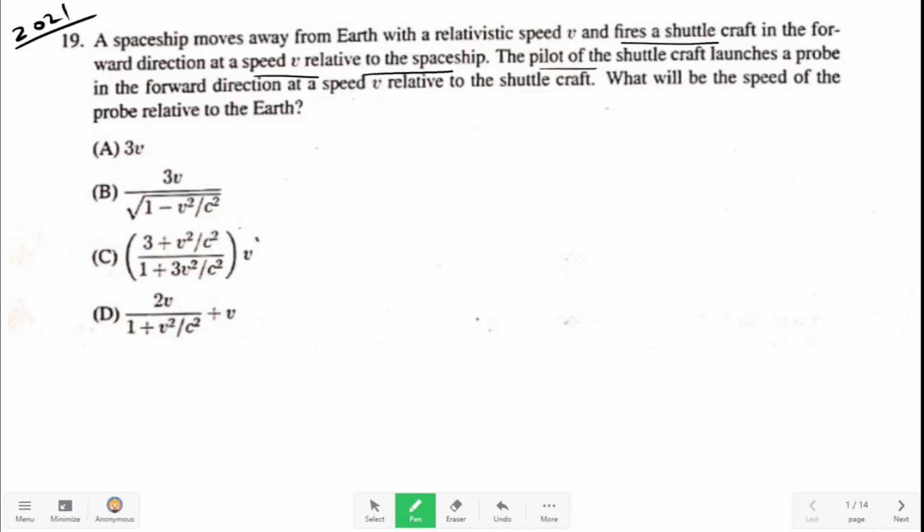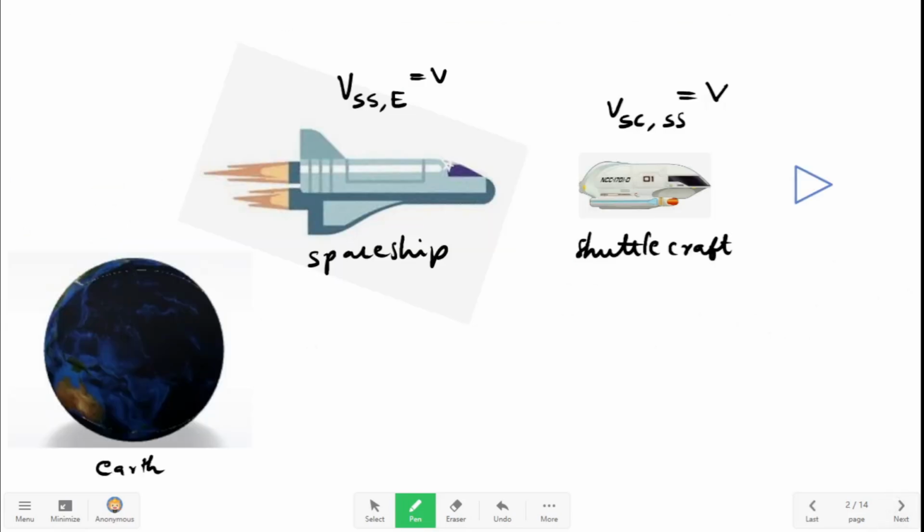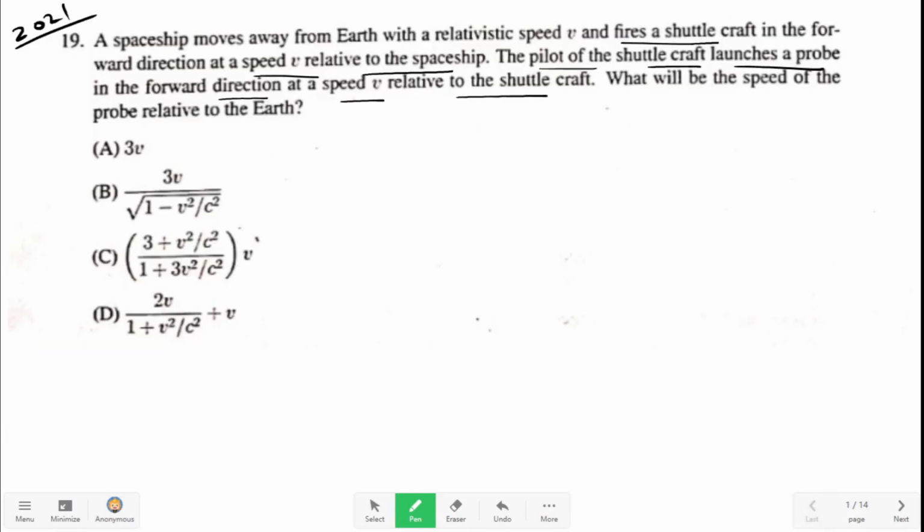The pilot of the shuttlecraft launches a probe in the forward direction at a speed v relative to the shuttlecraft. This is a probe. The speed of the probe with respect to the shuttlecraft is equal to v. All of them are moving in the forward direction. The question is, what will be the speed of the probe relative to the Earth? So we have to find out v of probe with respect to Earth.